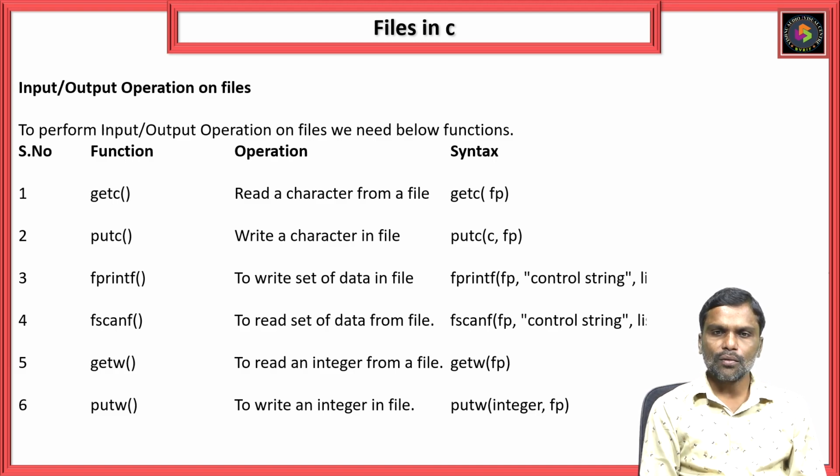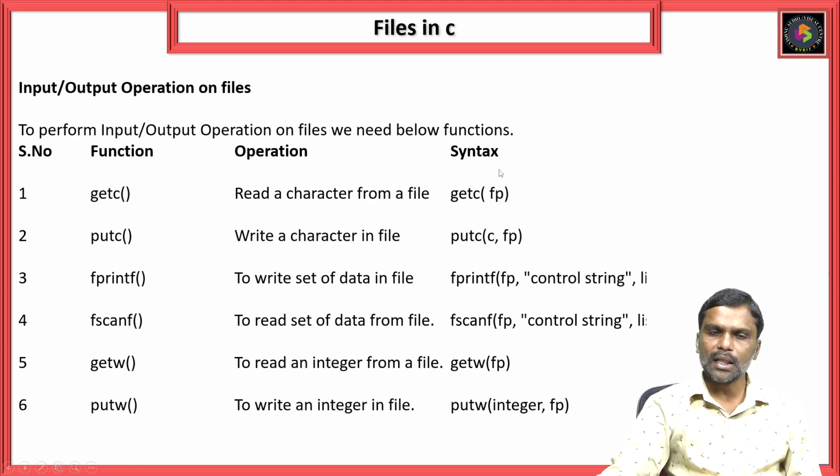Let us see. Now we are going to see input output operations on files. In this, we are going to see unformatted input output functions of files. In the introduction itself we discussed what formatted and unformatted input output functions are. In this I have given, in tabular form, some serial numbers, around 6 input output functions I am taking, and the respective operation they can perform, how we are going to declare them, and how we are going to write them. That is the syntax I have written here.